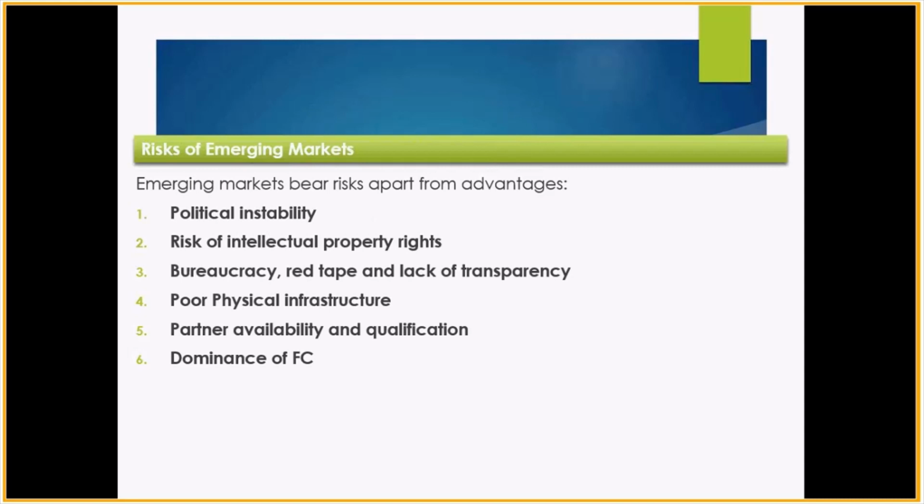Sixth one is dominance of FCs. FC is family conglomerates. In these economies, just like I was saying, local companies have started to flourish. All those local companies are now becoming big companies because they are continuously operating, and simultaneously they are tapping nearby markets. So the size of these companies is going to keep increasing. They are going to be your main competitors when you enter into these markets.